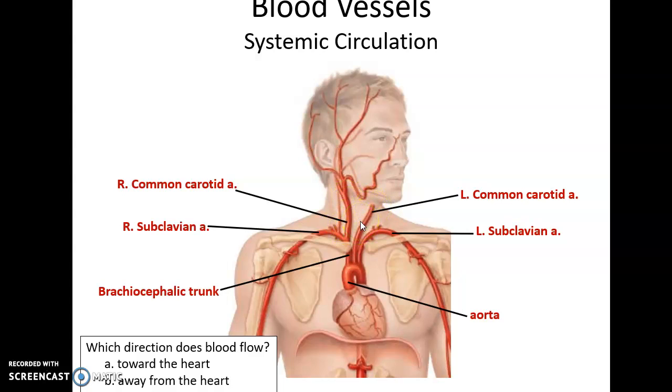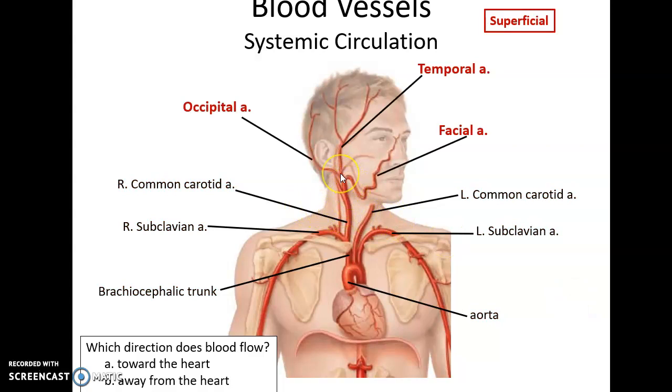These are carrying blood to the head, and we have a right subclavian artery and a left subclavian artery. These are carrying blood to the upper limbs. And which direction does blood flow? It's flowing away from the heart. Arteries always carry blood away from the heart.